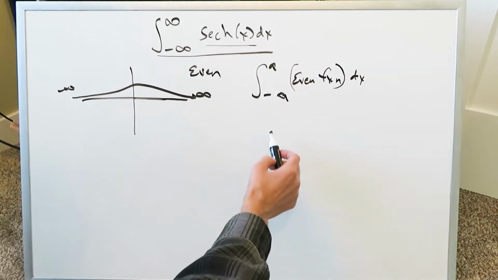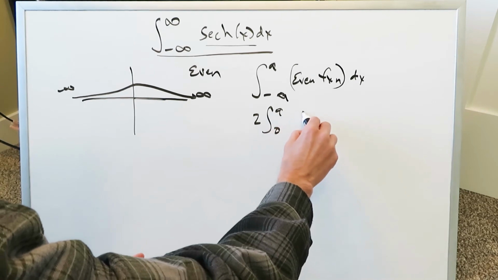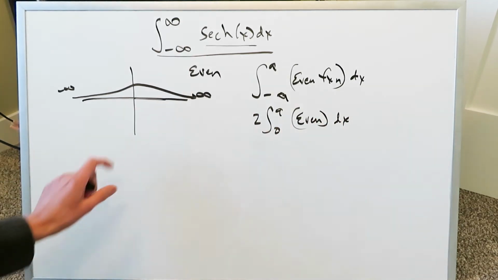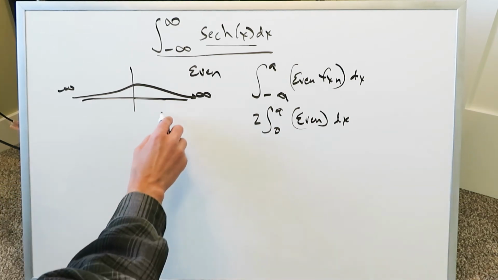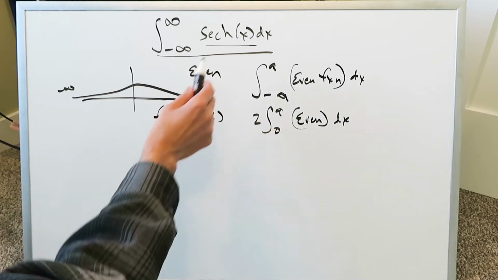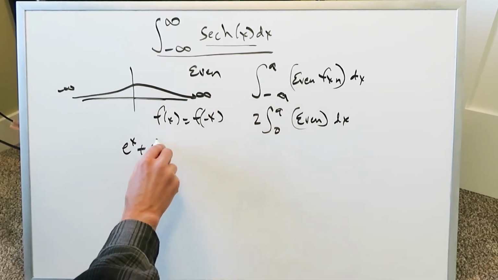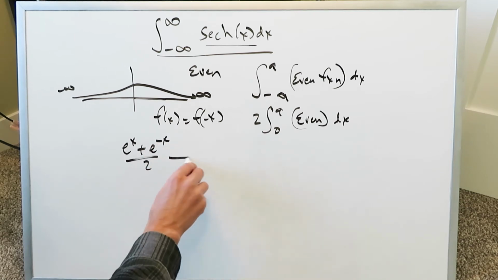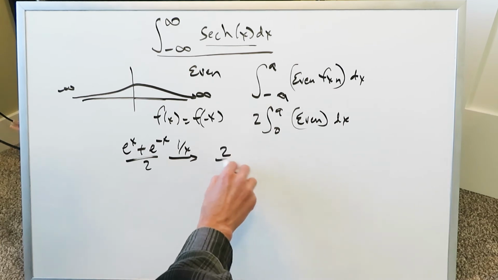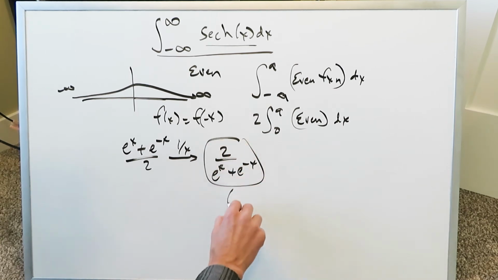When you know you have that, you can do everything as 2 multiplied by the integral from 0 to a of your even function, dx. I'll show you why it is even, because for an even function, f of x is equal to f of minus x. The hyperbolic cosine is defined as e to the power of x plus e to the power of minus x, over 2. Its reciprocal, the hyperbolic secant, is 2 over e to the x plus e to the minus x. This is your f of x.